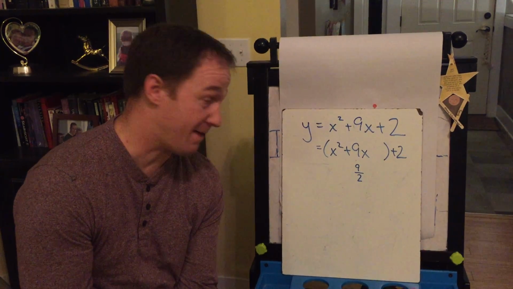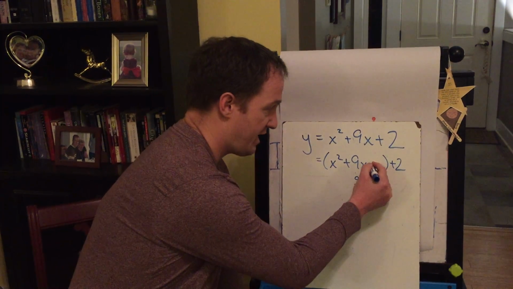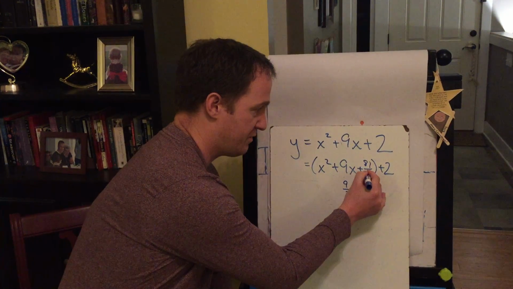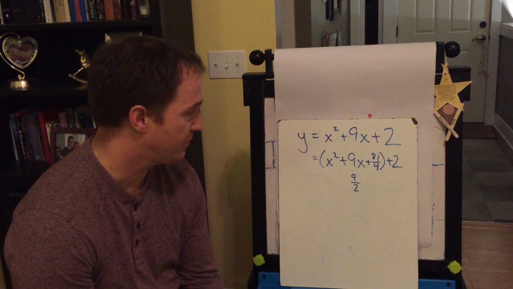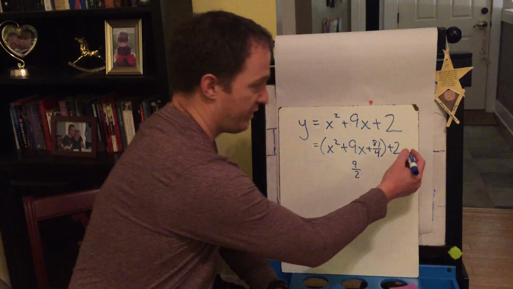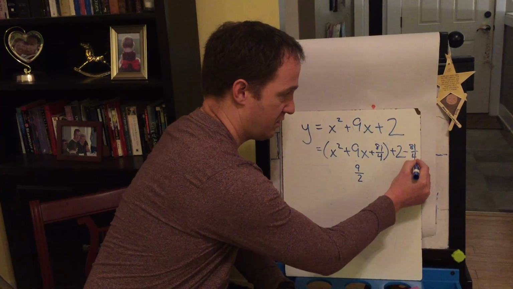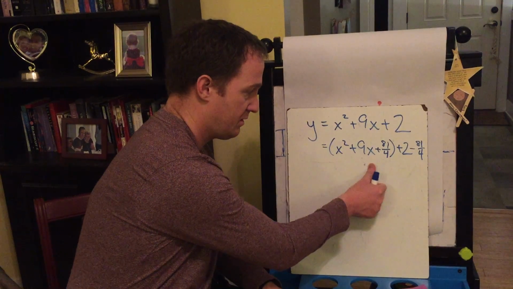And then you square that. Now to square a fraction, you square the top and you square the bottom. So 9 squared is 81, and 2 squared is 4. So we'll have 81/4 there to make it a perfect square. Now to undo that, we're going to have to subtract 81/4 out here. We want to make that a net of 0.